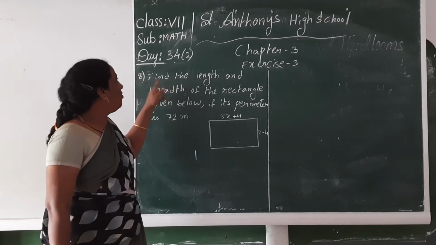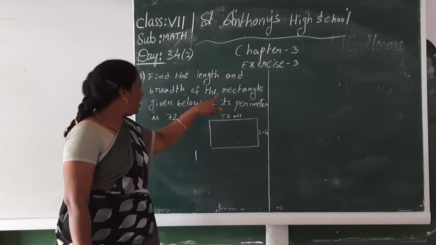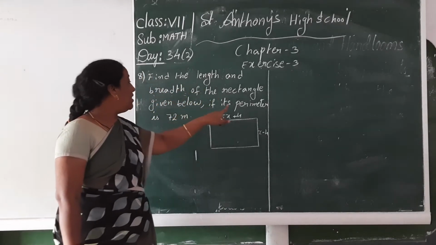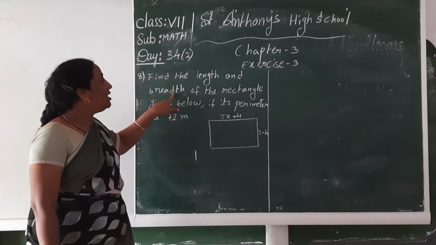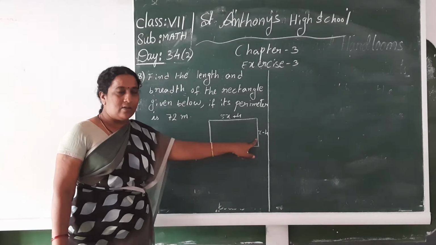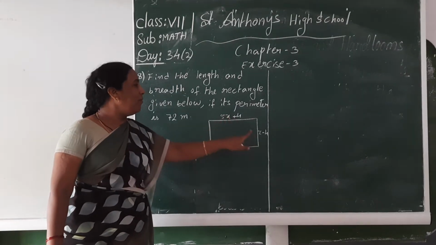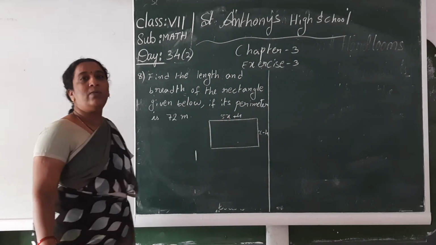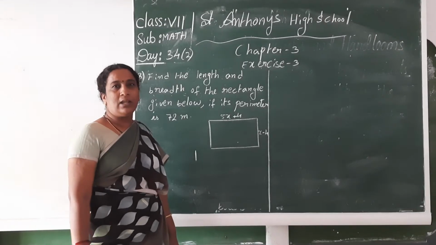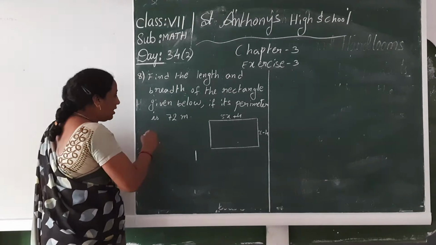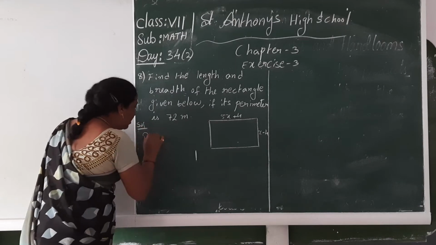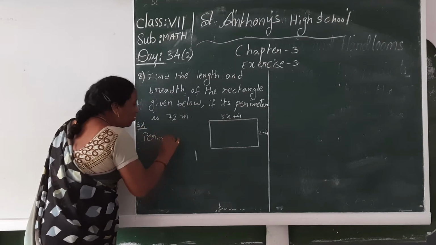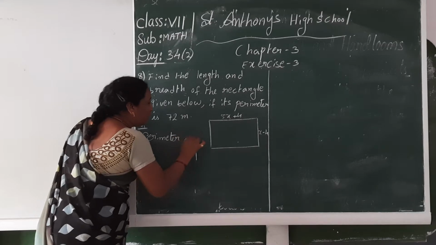What is given here? Find the length and breadth of the rectangle given below, and its perimeter is 72 meters. Here length and breadth is given in terms of x. Now I have to find length and breadth. Okay. What is the formula to find perimeter of the rectangle? Perimeter of the rectangle is 2 into (L plus B).